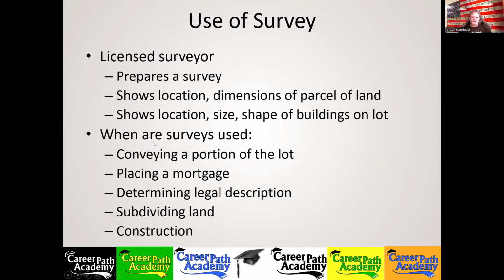Surveys are used when conveying a portion of the lot, placing a mortgage, determining legal descriptions, subdividing land, or for construction purposes. These are all times when surveys are needed or used. And it shows the location and dimensions of the parcel, and also shows the location, size, and shape of the buildings on the lot, as well as their elevation.